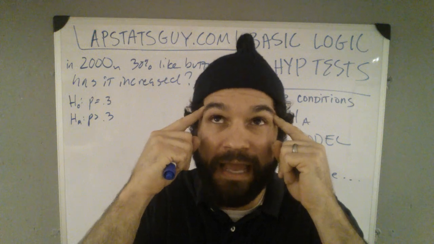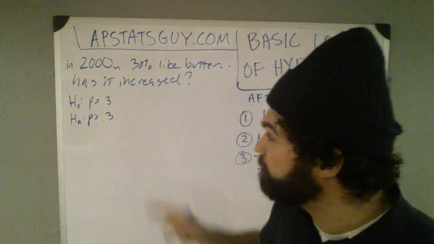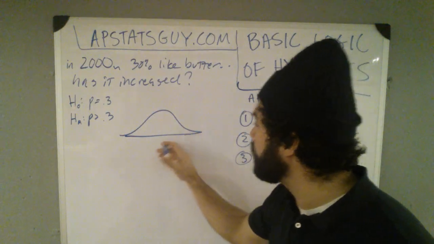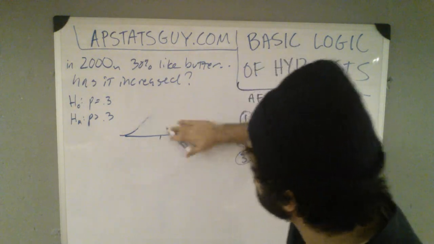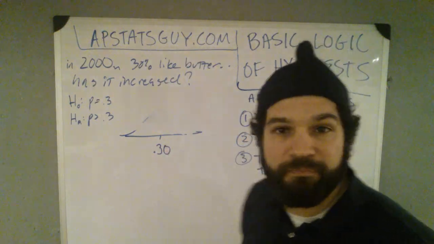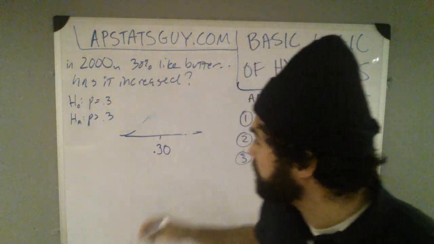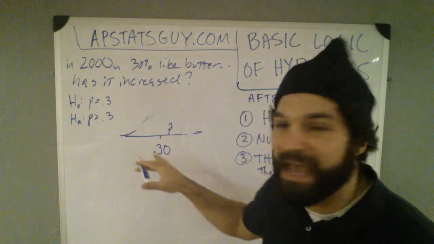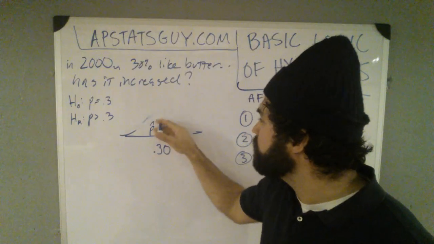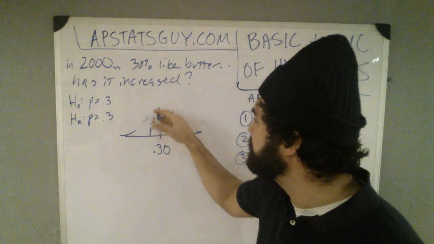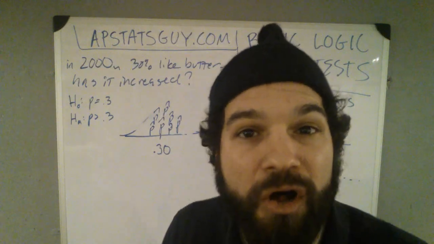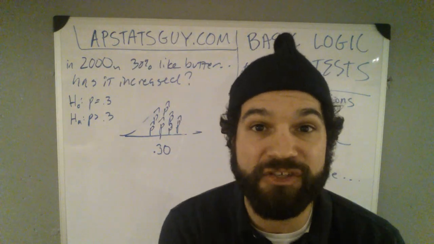So I say, if 30% of people do still like butter, and I go out and take a sample, won't my sample, my p-hat, be somewhere near 0.30? And if I take another sample, won't most of the samples I take have p-hats somewhere near that? Now notice what this is. My null model is a sampling distribution.